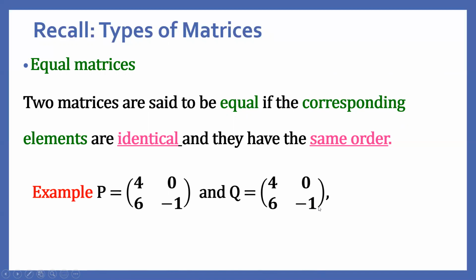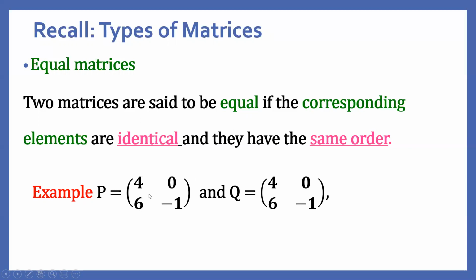First of all, the order of matrix P is 2 by 2. Order of matrix Q is 2 by 2. So both matrices have the same order. Now we look at the corresponding elements. Here the first element in the first row is 4. Here also we have 4. 0 in this place in the first row, second column. Here also we have 0.